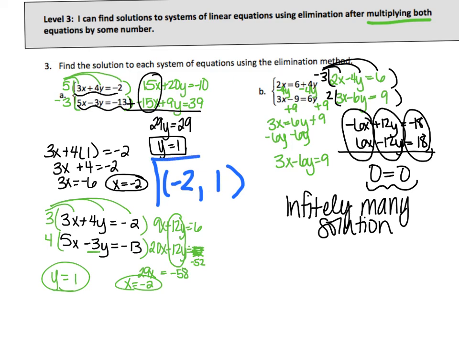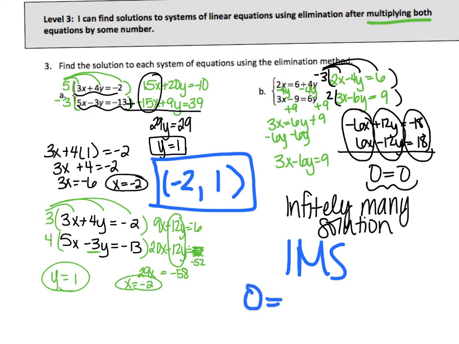Or you could, if you want to abbreviate, you can write IMS. That's fine too. But know that when you get a true statement, 0 equals 0, 12 equals 12, 1 equals 1, something that's equal on both sides, your answer is infinitely many solutions. When you get something that is not that, like 0 equals 4 or 2 equals negative 3, obviously those are not true, so this one would be a no solution.